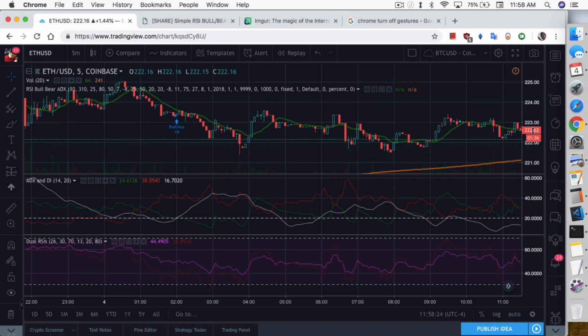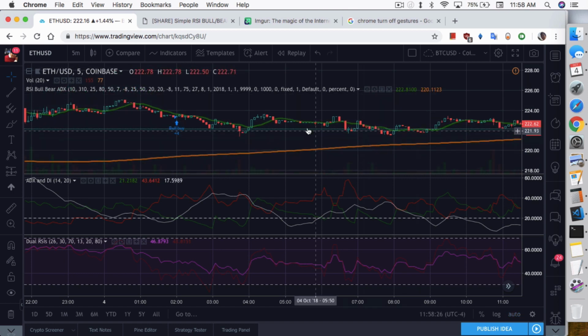Essentially, this strategy has two trend lines at the minimum, and you can see it right here. The green line is the fast SMA and the orange line is the slow SMA. The idea is that when the green line is above the orange line, this strategy will use RSI in a certain way. And when the green line is below the orange line, it'll use RSI in another way.